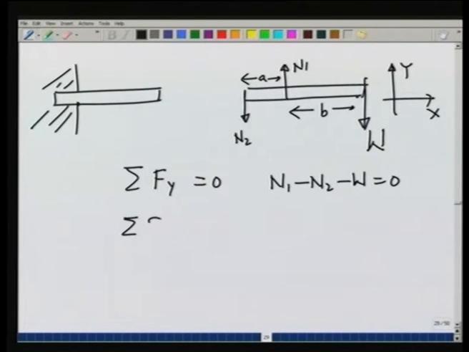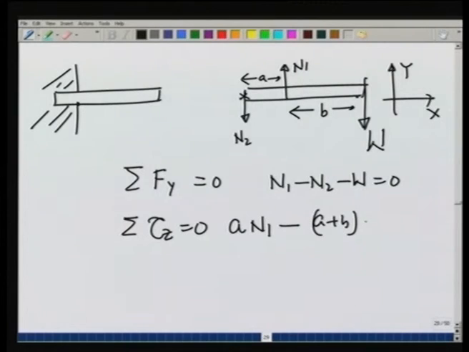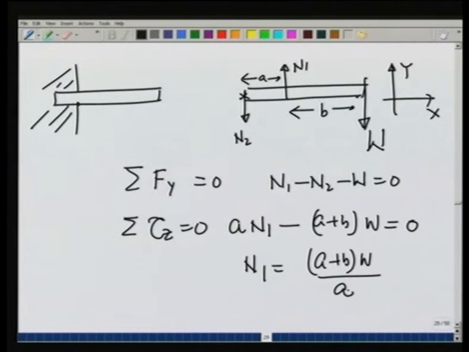and summation tau_z about the z axis equal to 0. Let us say I take it about this point, although once the forces are 0 it does not really matter. It gives me A times N1 minus A plus B times W is equal to 0, or N1 is equal to A plus B times W over A, and similarly N2 would then come out to be N1 minus W, which is A plus B times W over A minus W, which is equal to B W over A.